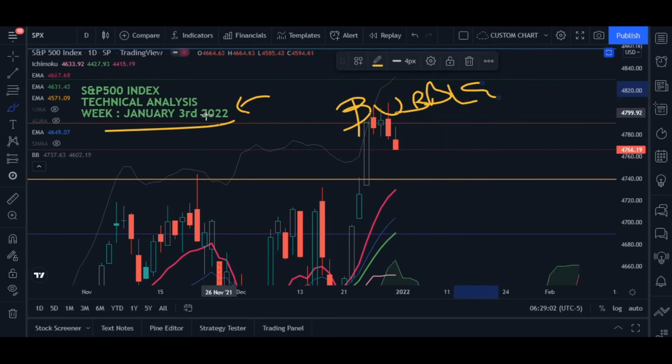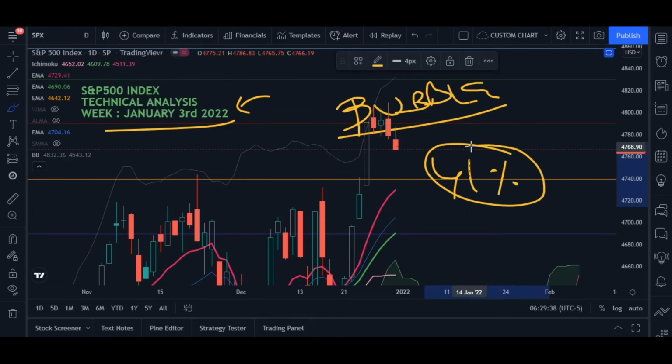So this is the year of bubble, year 2022. Now, why am I saying that this year 2022 is the year of bubble? Because S&P 500 has gained more than 41% in just 2 years, from January 2020 to December 2021. In just 2 years, S&P 500 has gained 41%.